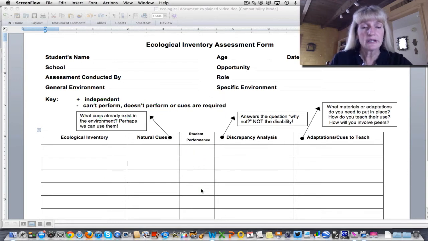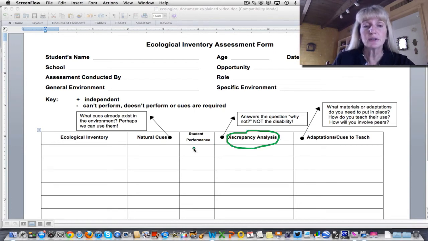The next part is going to be the discrepancy analysis. And boy, this one is really, really important because for each one of these steps that they are not able to do, you're going to need to flesh out why they can't do that step. Unless you answer why, you will not be able to figure out how to adapt or teach, or you'll do something and it won't hit the mark.